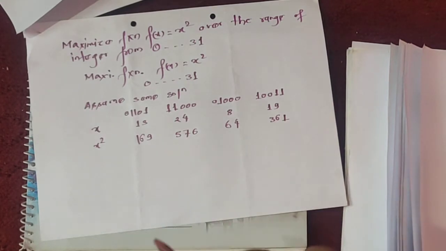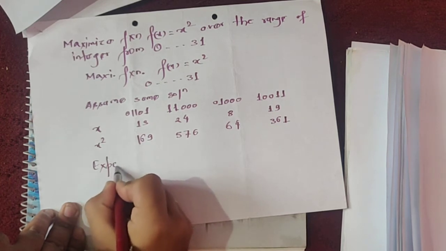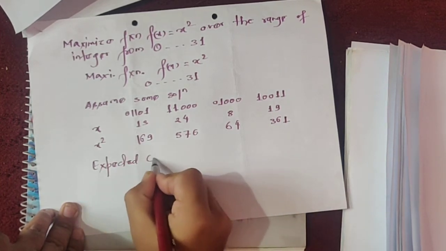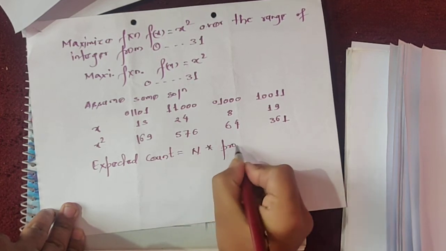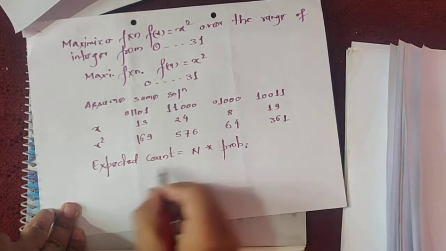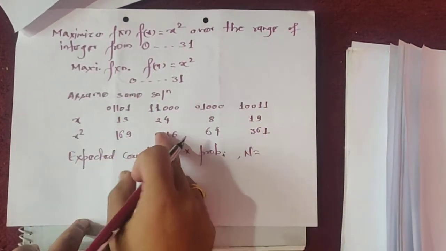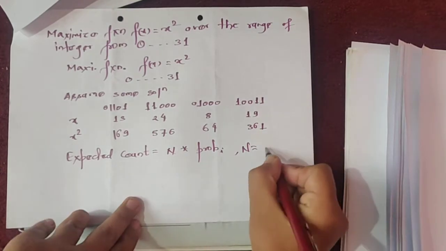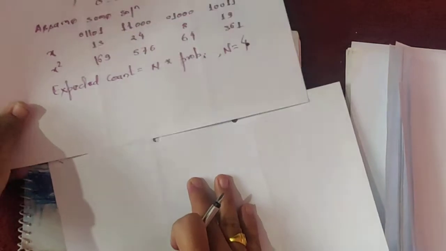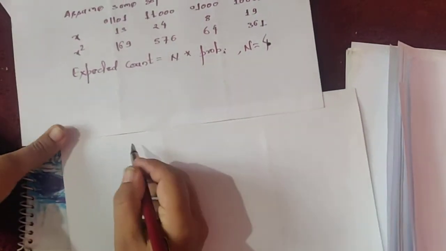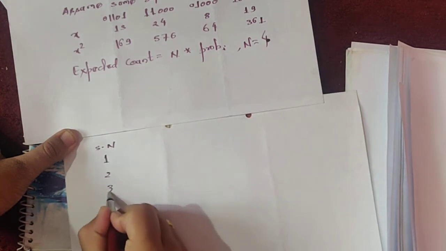And we have to calculate the probability also. So we use this: expected count equals n times probability of i, where n is the number of total data. There are a total of 4 data, so we use n equals 4. So now serial numbers 1, 2, 3, 4 data.